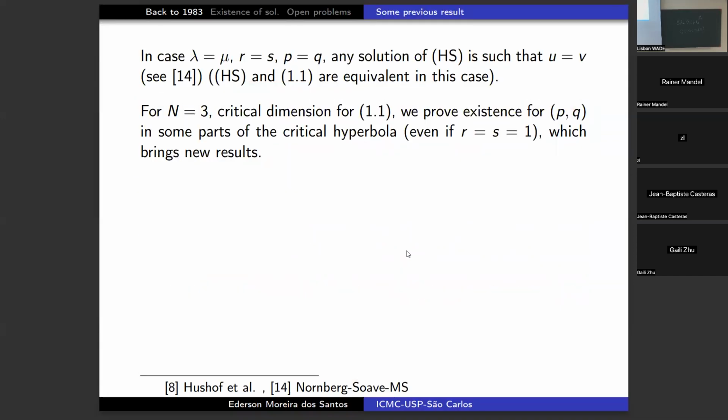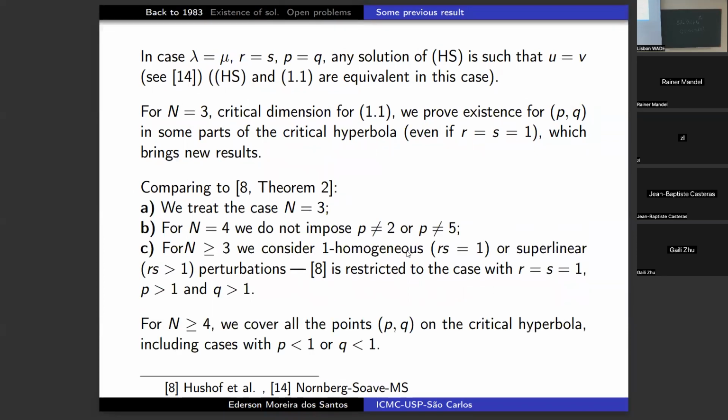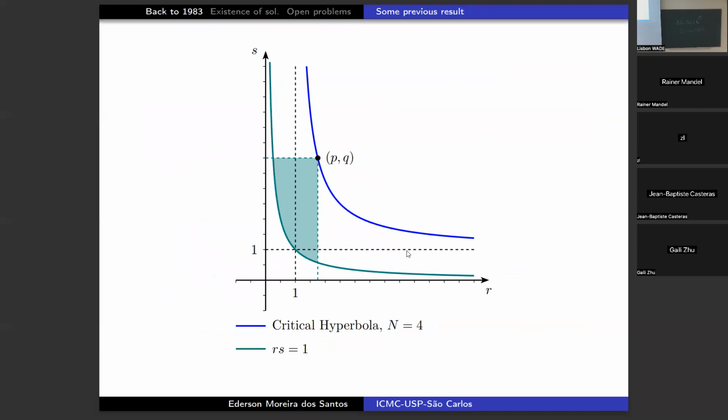Okay, so this picture gives the idea of what are the results that we get. This is the critical hyperbola for dimension 4. For dimension 4, this is the asymptote here, because the asymptote is 2 over n minus 2. So in dimension 4, this is 1.